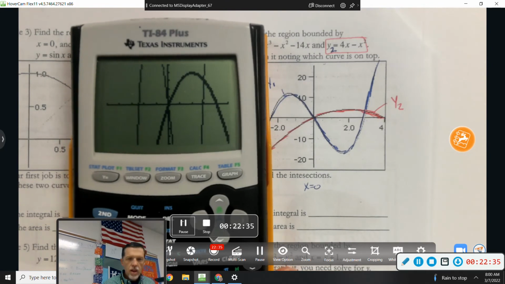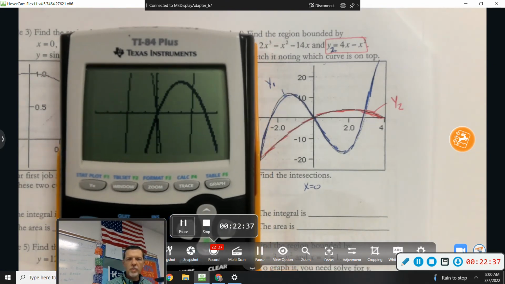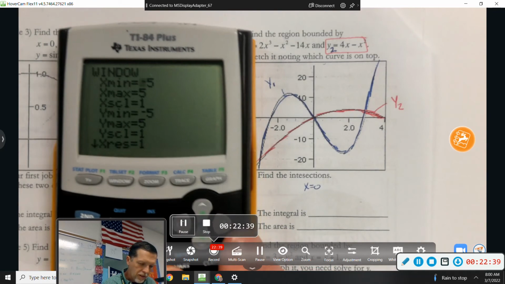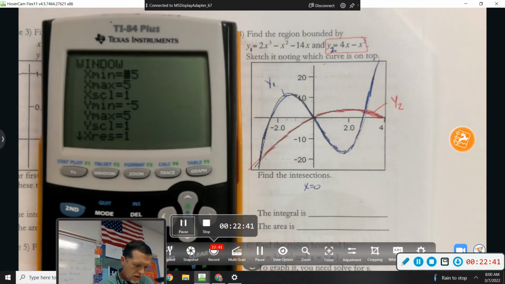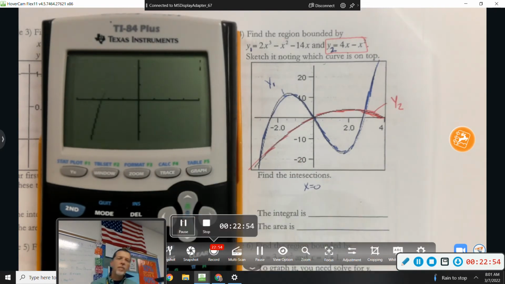Alright, those graphs don't look the same because my scales aren't the same. My window isn't the same. I don't have to match them exactly, but the closer you make them match, the better your graph looks, or the more like the paper it looks.